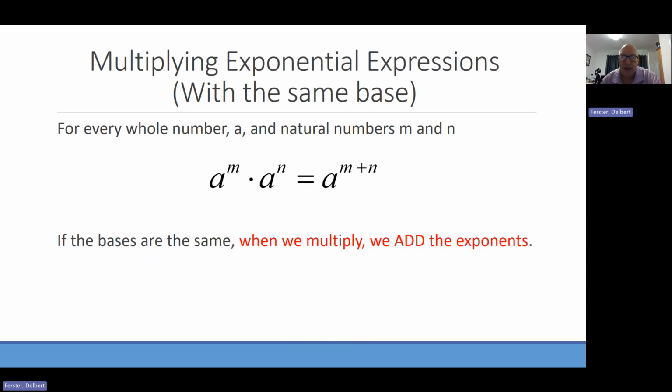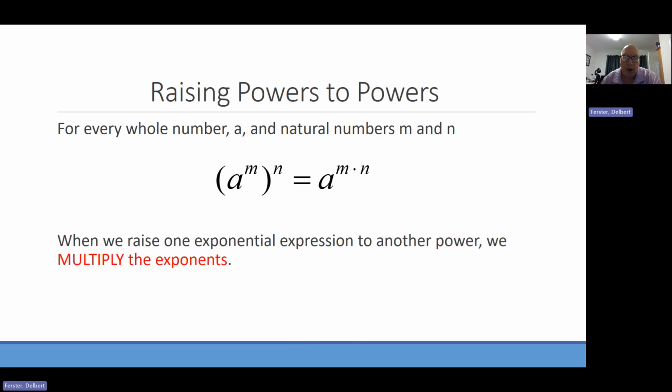All right, here come the properties that you may or may not remember. If you are asked to multiply two expressions that have the same base, in this case, a to the m times a to the n, you keep the common base and you add the powers. So when you are multiplying expressions that have the same base, you and I get to add the powers. When you're multiplying something to a power to another power, powers to powers, if you will, we're going to multiply those exponents. In this case, we're going to get a to the m times n.